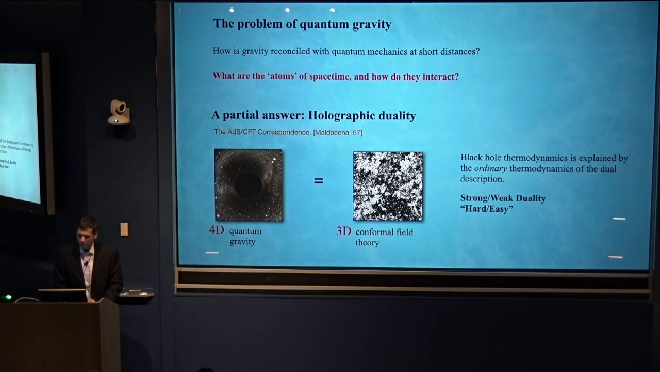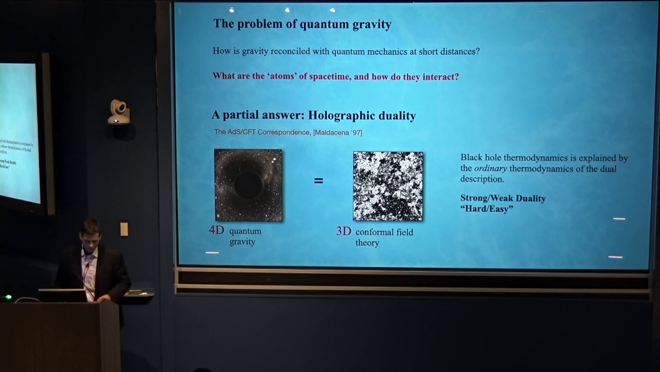In holographic duality, black hole thermodynamics and some of these mysteries that were discovered in the 70s and 80s is explained as the ordinary thermodynamics of the dual description. The mystery was, what are all the microscopic pieces of the black hole that are responsible for this complexity, for the large entropy? And the answer in this case is that it's provided by this quantum matter.